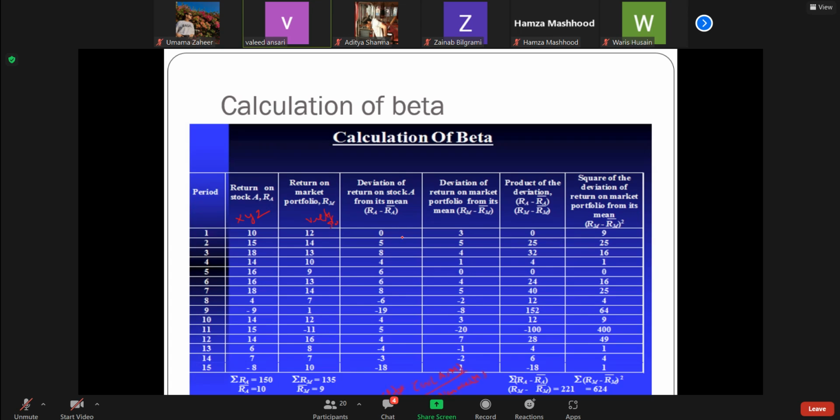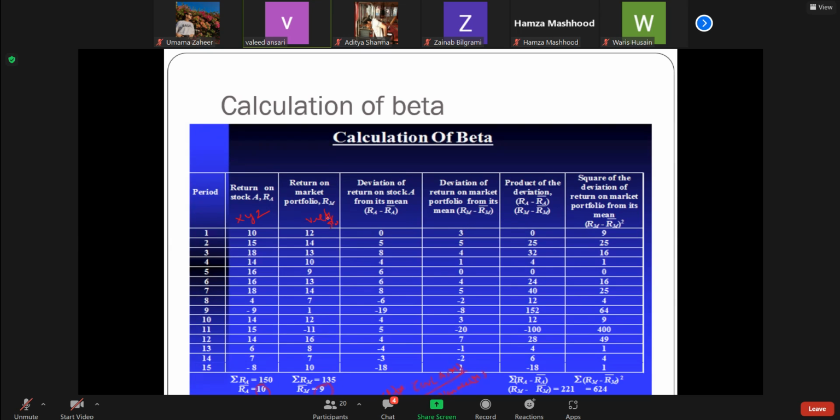In order to calculate the covariance, we calculate the mean of the security return and the return of the market, and we subtract it from each observation. Same thing we have done in the covariance calculation. So 10 minus 10 is 0, and so on. Similarly, for market, 12 minus 3 is 9, and so on. Then we have taken the product for covariance.